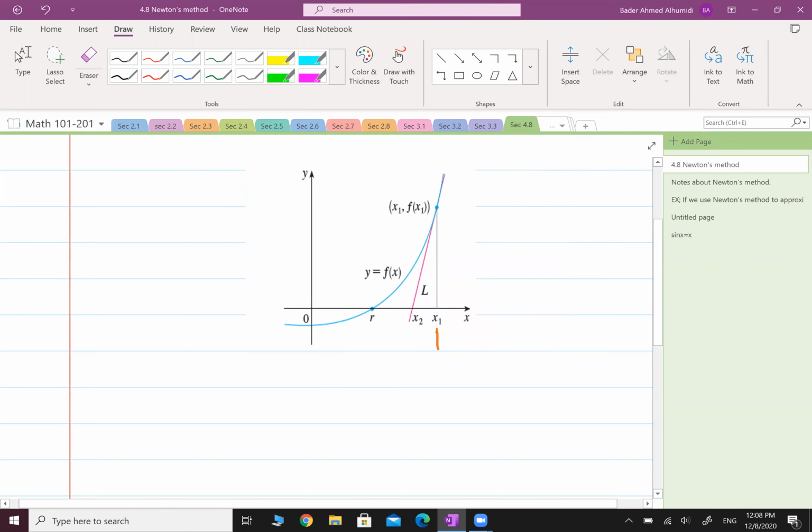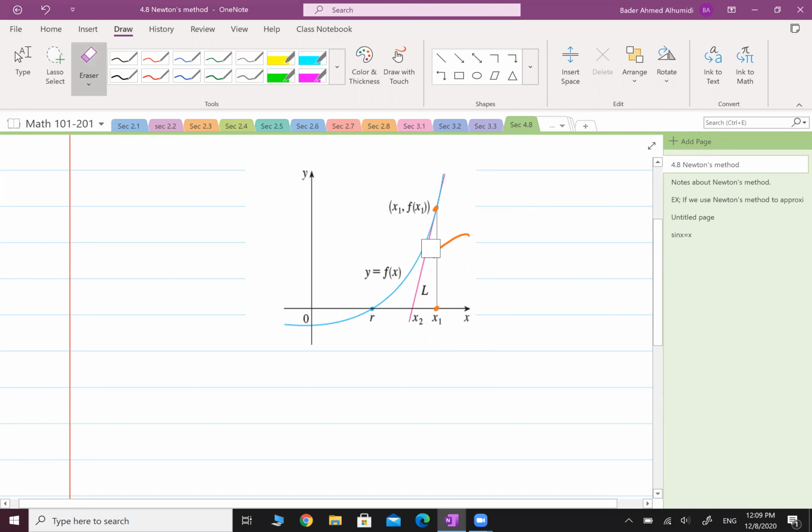Here we choose the initial guess x1. If you choose the initial guess x1, there is a point here, x1 and f of x1, as you can see in the graph. Clear? Then we will draw the tangent line at that point, which is the red line here. I am drawing the tangent line exactly at this point on the graph where we guessed the first point x1. So x1 should be guessed; we call it the initial guess.